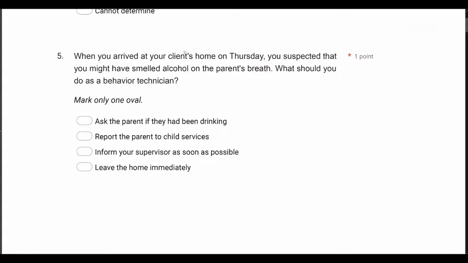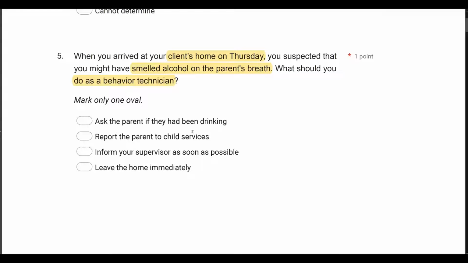All we know is you went to the client's home and you smelled alcohol on the parent's breath. Again, what if it's 5 o'clock in the afternoon? What if they're throwing a party? There's a lot of ifs here, so you have to be careful, right? There's no sign or indication that anything is going wrong. However, you did smell alcohol on the parent's breath. Maybe that raised an alarm. So what do you do as the behavior technician?